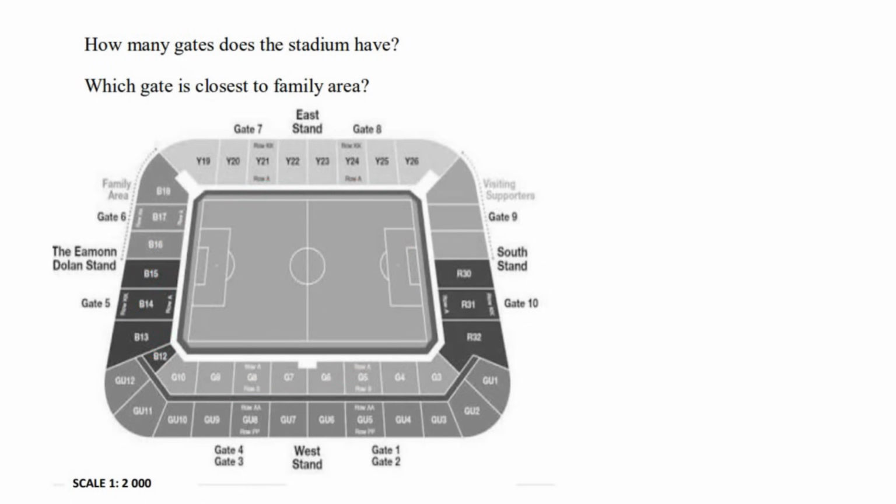All right, so here's another one. This is a stadium now. How many gates does the stadium have? Well, it's got gate 7, gate 8, gate 9, gate 1, gate 2, gate 3, gate 4. So we just look for the highest one. So it's going to be gate number 10. Which gate is closest to the family area? Okay, so where's the family area? Oh, here's the family area. So the closest gate would be gate number 6.